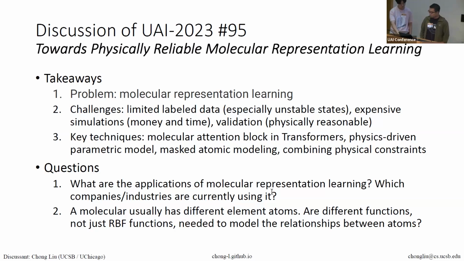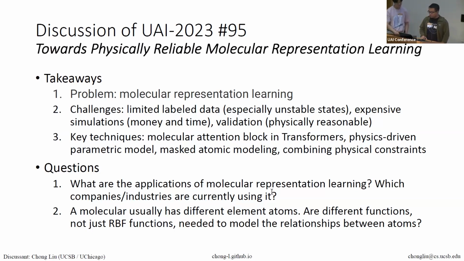Due to the chemical reactions, we usually have the data of the stable states, and we have very limited data in unstable states. And also, the simulations are usually very expensive in terms of money and time. And finally, the key challenge is that the validation is very hard because we need a physically reasonable molecule.